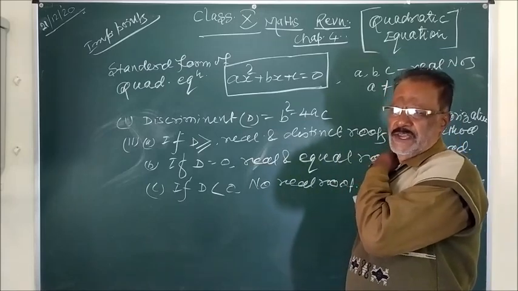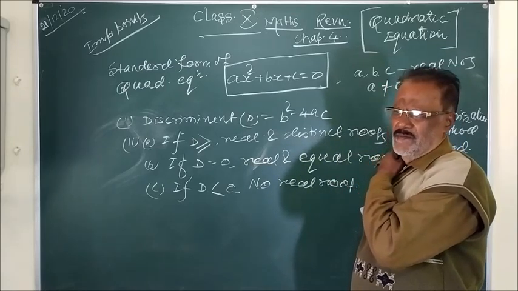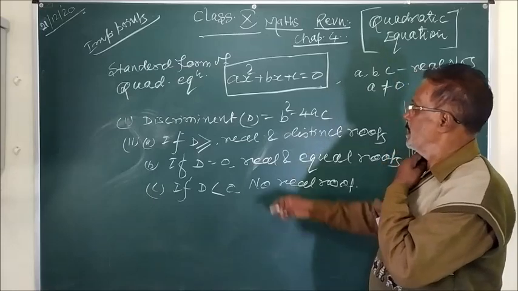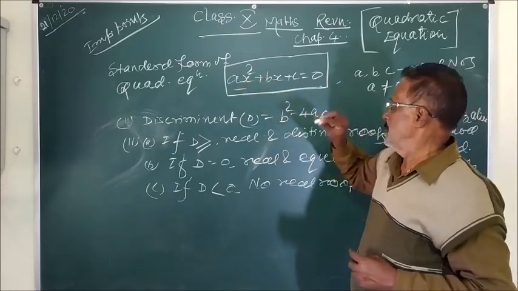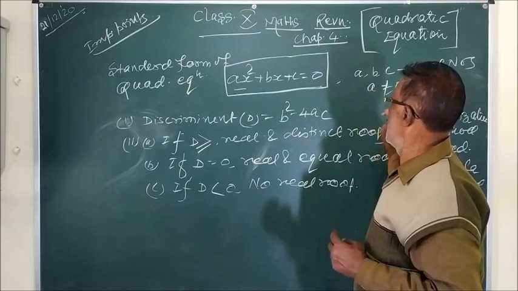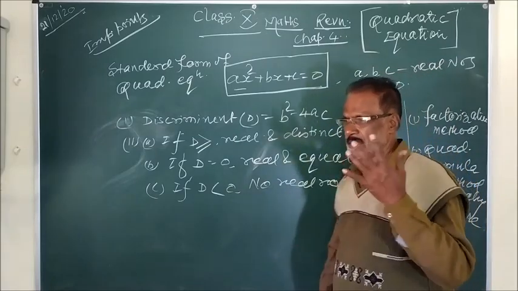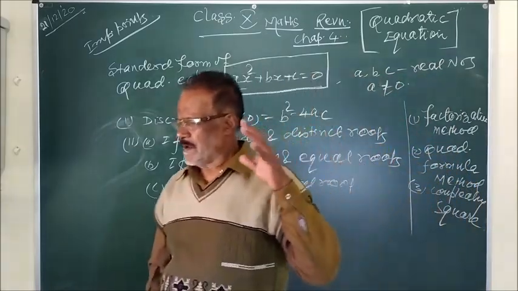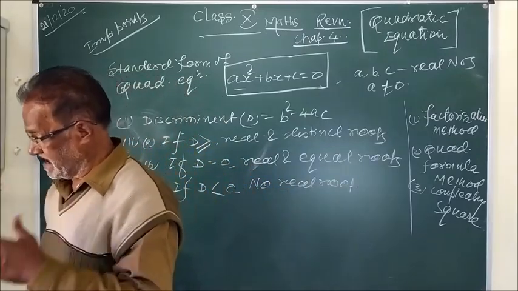Because if a is 0, this will not be a quadratic equation because this term will be 0. Therefore, this is the condition. And a, b and c, these three are real numbers, rational, maybe irrational.